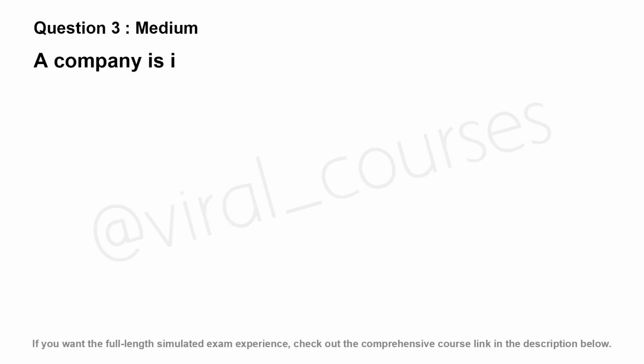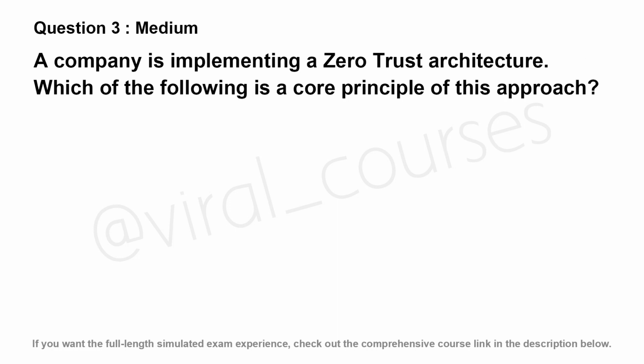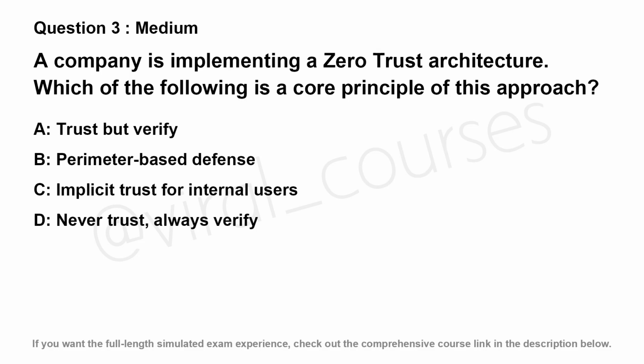A company is implementing a zero-trust architecture. Which of the following is a core principle of this approach? Option A, trust but verify. Option B, perimeter-based defense. Option C, implicit trust for internal users. Option D, never trust, always verify.